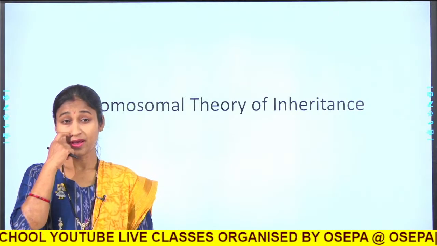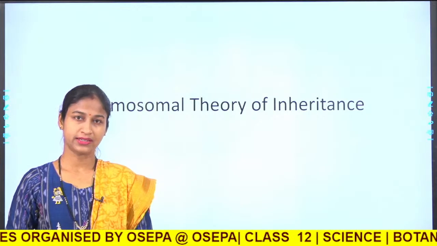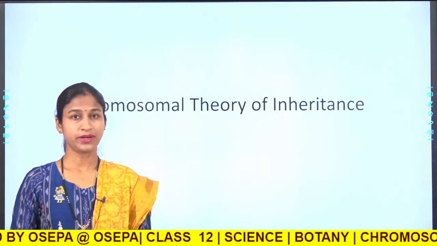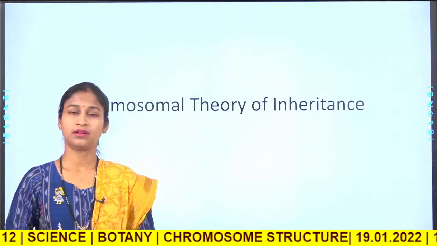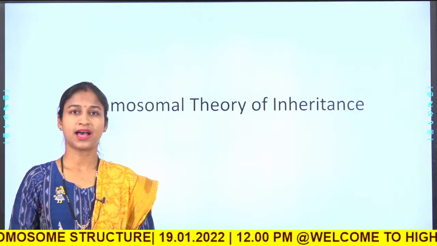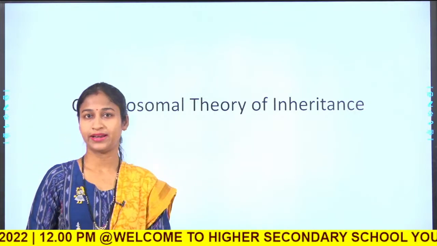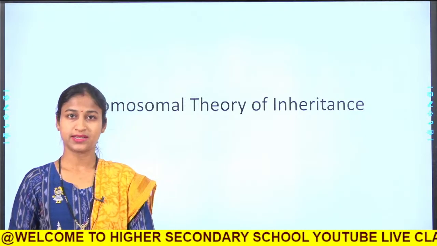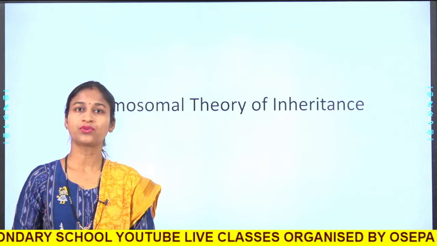Now we have discussed earlier regarding the Mendelian theory of inheritance, then the non-Mendelian theories like multiple alleles, codominance, polygenic inheritance. After that we have come up to the chromosomal theory of inheritance. Today, under this topic, we will discuss the structure of chromosome.